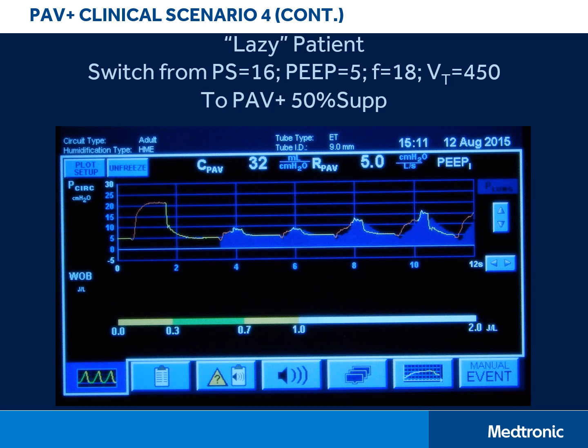In this case, no additional intervention was required after the patient transitioned to PAV. Over the course of the next minute, the patient's effort stabilized within an acceptable range, and the patient remained comfortable.